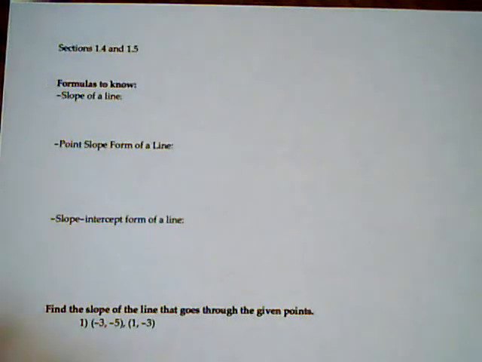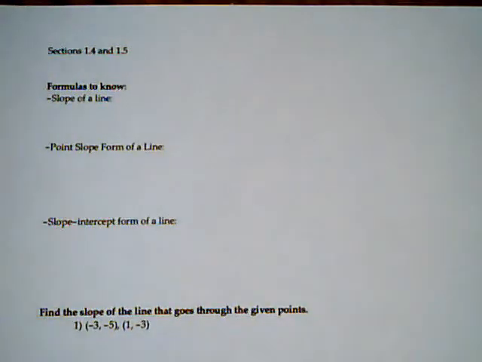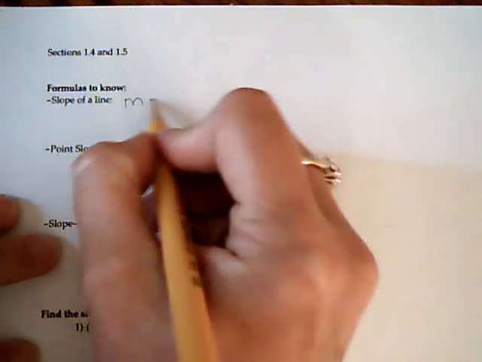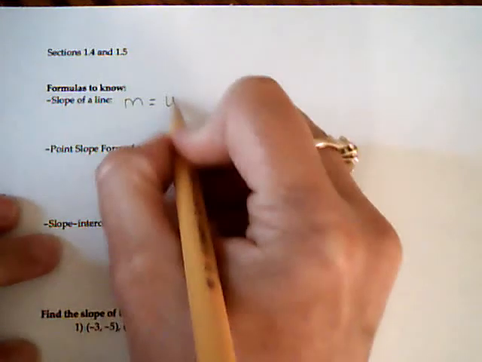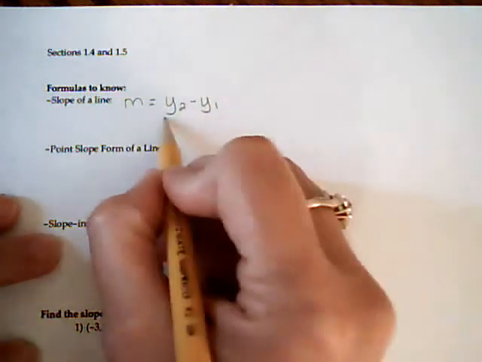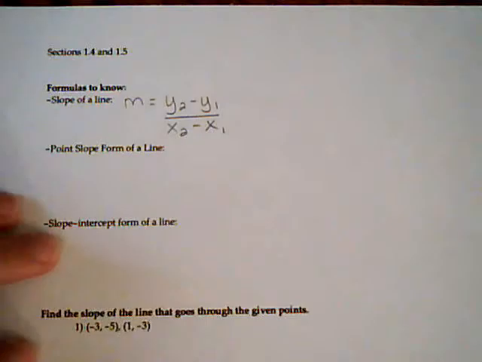Sections 1.4 and 1.5 I'm going to teach together. They all deal with using the slope of a line or the slope of a linear equation. So the first thing you need to know is your formula for the slope of a line. We always use m to represent slope. We say m equals y sub 2 minus y sub 1 over x sub 2 minus x sub 1. That's our general slope formula.